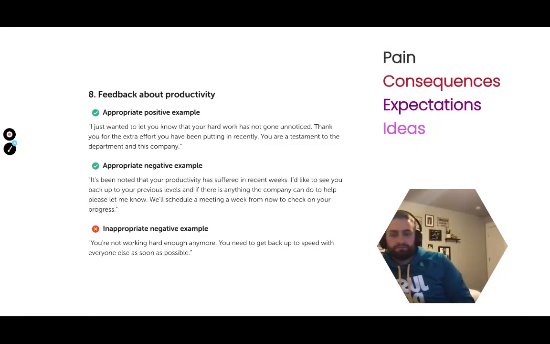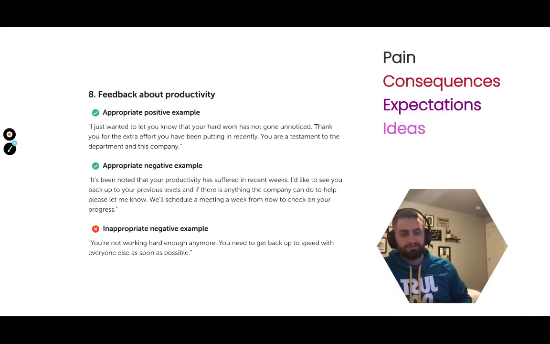Looking at the inappropriate negative example: you're not working hard enough anymore. You need to get back up to speed with everyone else as soon as possible. So the pain, you're not working hard enough. Got it. No consequences. Consequences are really good to just make something concrete. It gives a concrete example. You didn't do this, therefore this, right? Or you did this, therefore this. And that therefore can really help people understand and look for those situations. This also doesn't really talk much about the expectations other than working hard, which is kind of subjective. Now, if you're talking about a productivity level, that's different than working hard, interestingly enough, and at least that has an expectation associated with it.